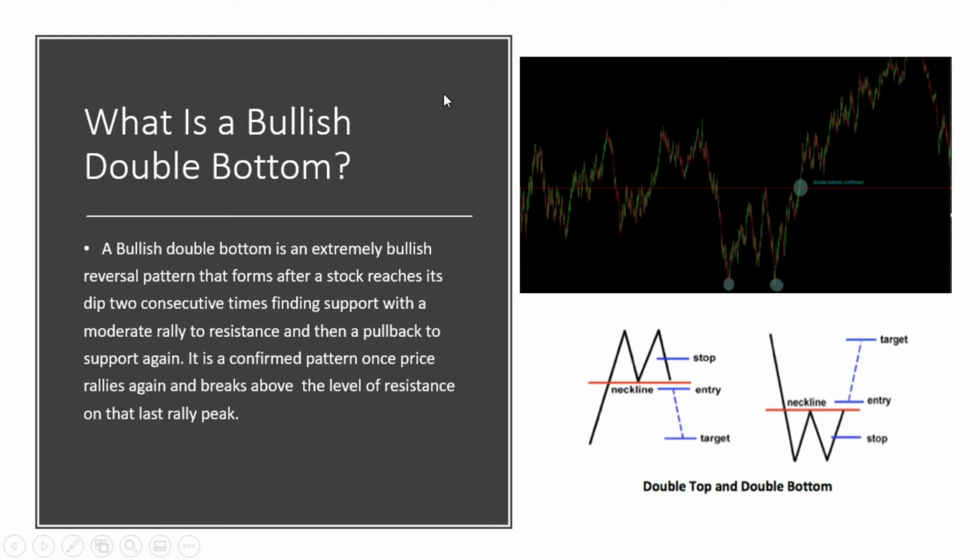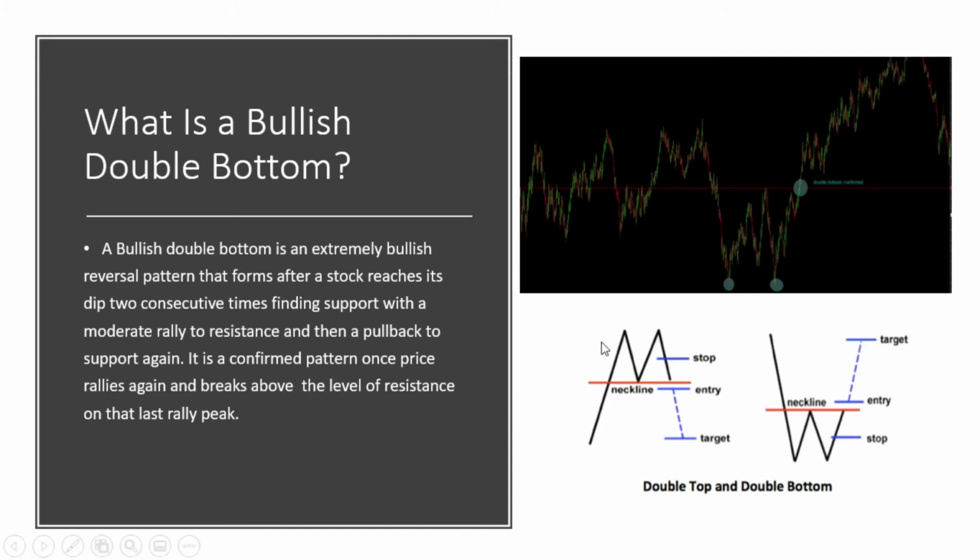What is a bullish double bottom? A bullish double bottom is an extremely bullish reversal pattern that forms after a stock reaches its dip two consecutive times, finding support with a moderate rally to resistance and then a pullback to support again. It is a confirmed pattern once price rallies again and breaks above the level of resistance on that last rally peak. So what does this mean?